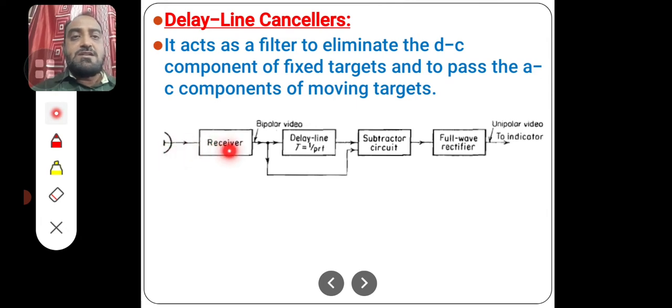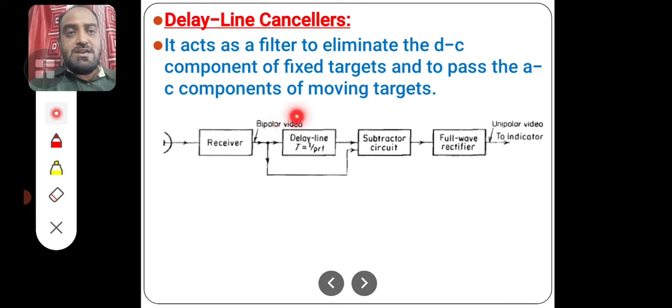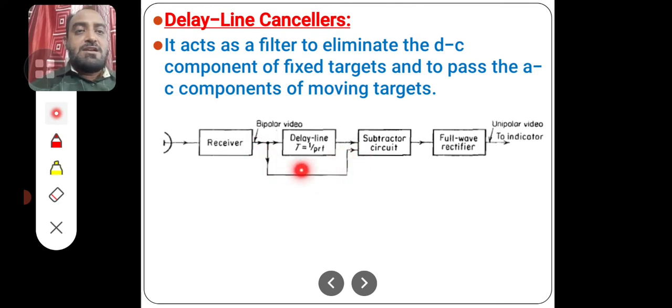This is the receiving antenna and this is the receiver block diagram. Here what you will get is bipolar video, because, as in the previous slide you might have seen, the peaks can be positive as well as negative. Both polarities of the peaks are possible, so this is called bipolar video. This bipolar video is given to a subtractor directly. One input is given directly, and another input is passed through a delay line canceller whose delay time is equal to 1 by pulse repetition frequency.